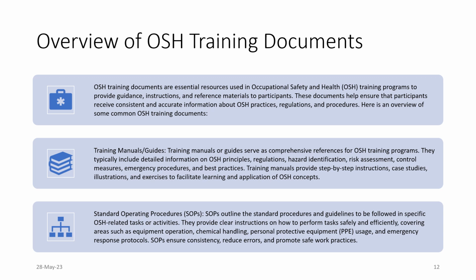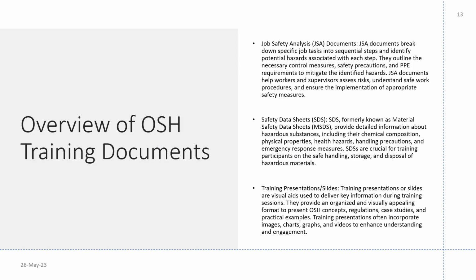Each OSH training document is actually an essential resource in any training program, but for OSH training, of course, we deal more with regulations and procedures. So in other words, we need training manuals and guides, and then SOPs, standard operating procedures, that outline certain procedures and guidelines to be followed specifically for OSH-related tasks or activities.